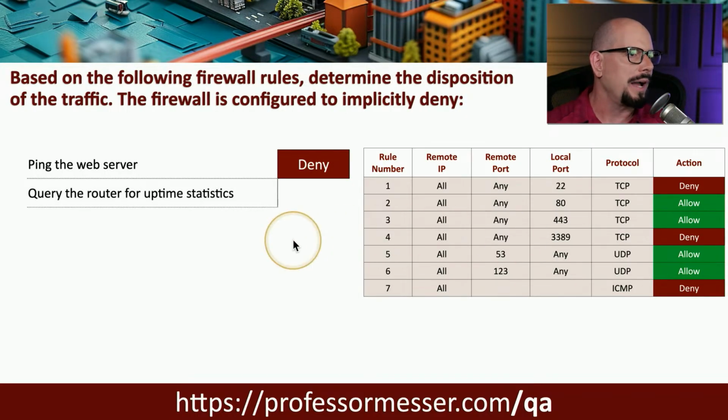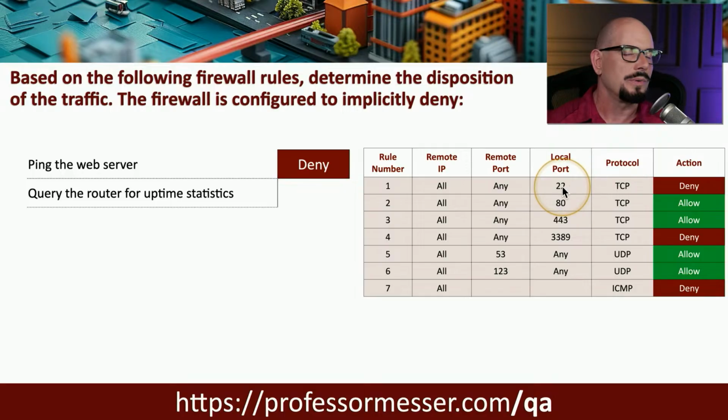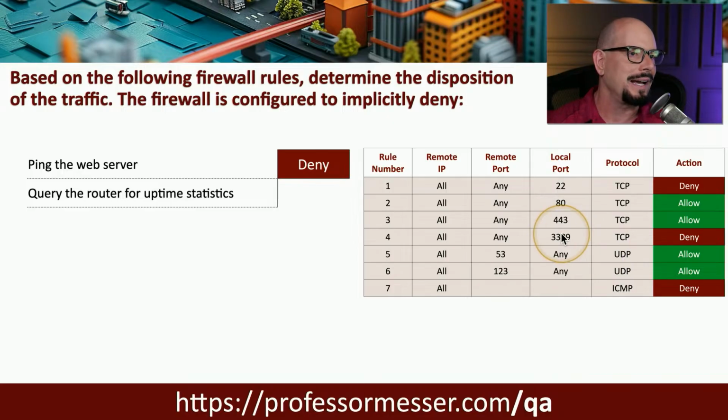We want to query the router for uptime statistics. I think if you're querying a router for that type of metric, you're most likely using SNMP. SNMP using a UDP protocol 161. I guess if it was a trap, it would be 162, right? So let's go through our firewall. Does it match rule 1? That's port 22, so that's not going to match our UDP 161. In fact, that next rule is TCP 80. That doesn't match. The next rule is TCP 443. That does not match. The TCP 3389 doesn't match.